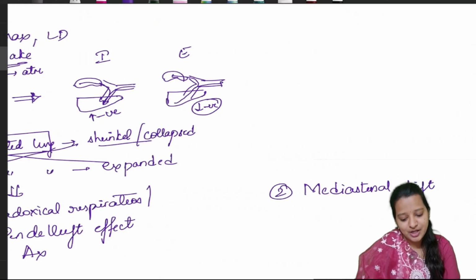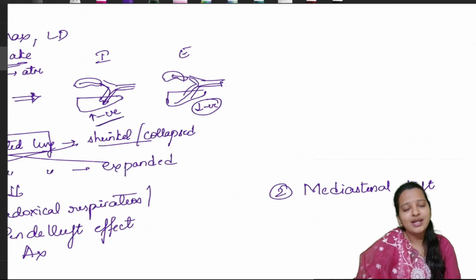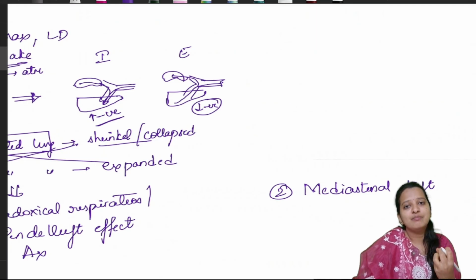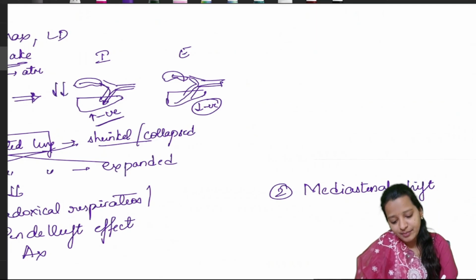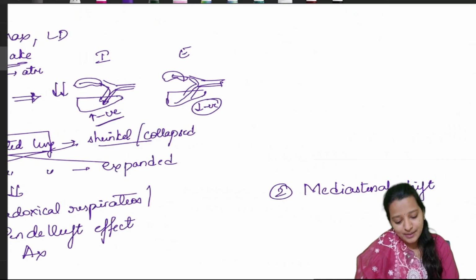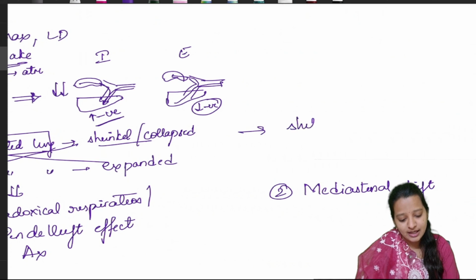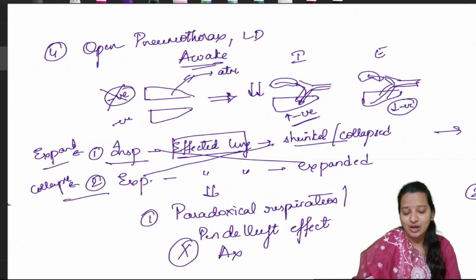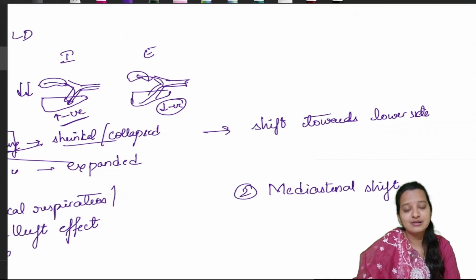See, during inspiration, we said that there is more negative intrapleural pressure in the lower normal lung. So what happens? It pulls all the mediastinal contents towards its side. Previously we saw it is taking in all the air from the opposite lung. Now it is pulling all the mediastinal structures towards its side. That means during inspiration there is a shift of mediastinal contents towards the lower side.